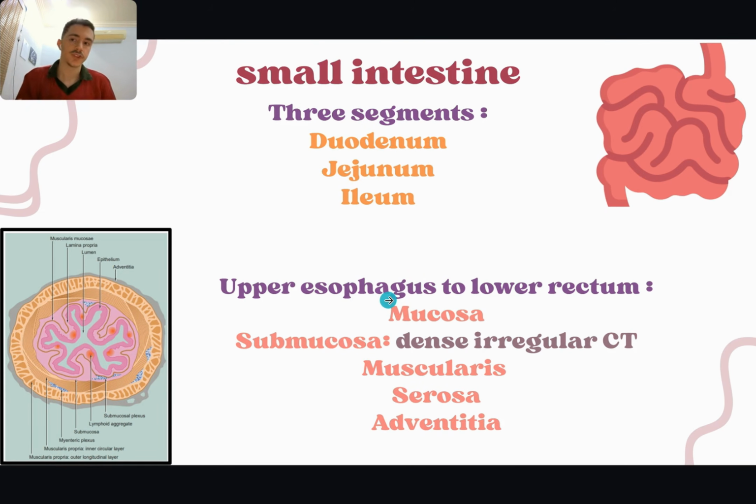And again, the structure of the small intestine, as we talked: mucosa, submucosa, which is dense irregular connective tissue, بعدين muscularis, بعدين serosa and adventitia. Adventitia is where you cannot find mesentery, so in the esophagus or in the rectum, transverse colon. بالنسبة للسيروسا, it is where there is a mesentery in the abdominal cavity, like the small intestine.